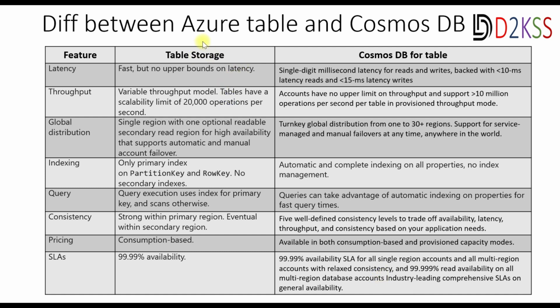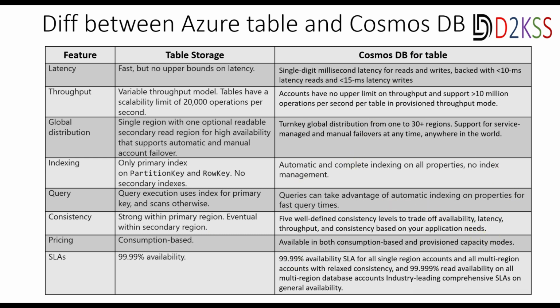So these are all the differences between Azure Table and Cosmos DB for Table. Based on the requirement, you can choose either Table storage or Cosmos DB. The basic rule is, when you want to go for more than 20,000 operations per second, then you have to go for Cosmos DB, or when you want multi-region support, then you have to go for it. So it all depends on your requirement.